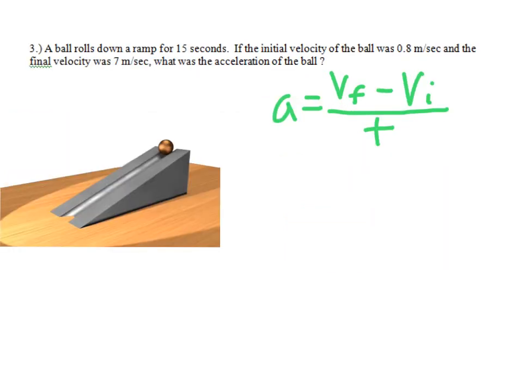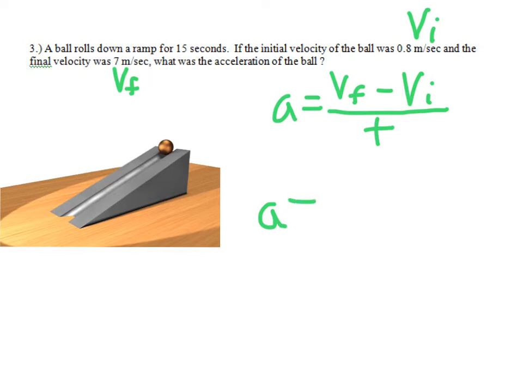Alright, here we go. Example 3. Example 3 says a ball rolls down a ramp for 15 seconds. If the initial velocity of the ball was 0.8 meters per second and the final velocity was 7 meters per second, what was the acceleration? What we need to do first is find our individual parts. Initial velocity, VI, is 0.8 meters per second. Right here, this is VI, so we're going to plug that number in. Then it says the final velocity was 7 meters per second, so we know this is VF. And we still need the time.